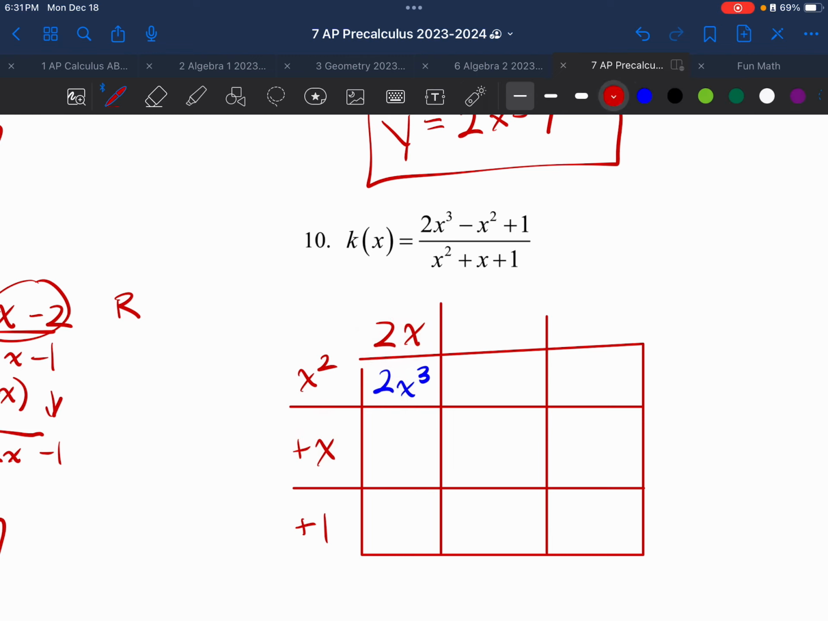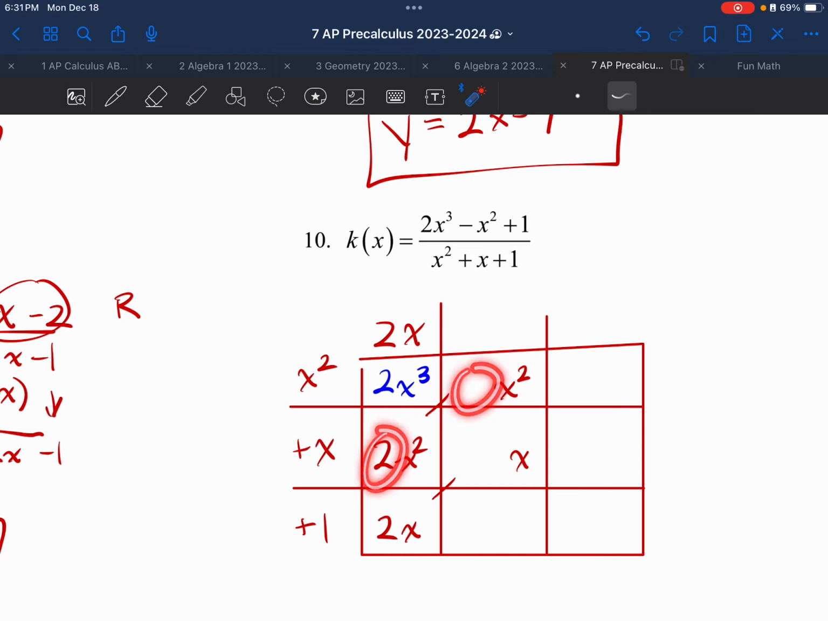2x times x is 2x squared. 2x times this 1 is 2x. And all of these diagonals are going to have to add up to the term that I'm hoping to get. So this is an x squared, this is an x, and this is just a constant number. All right, these x squared terms should add up to a negative x squared.